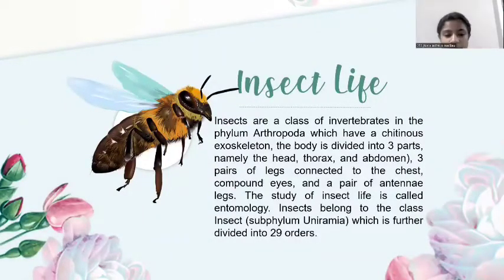The first is insect life. Insects are a class of invertebrate in the phylum Arthropoda which have a chitin exoskeleton. The body is divided into three parts, namely the head, thorax, and abdomen, with three pairs of legs connected to the chest, compound eyes, and a pair of antennae. The study of insect life is called entomology. Insects belong to the class Insecta, subphylum Uniramia, which is further divided into 29 orders.